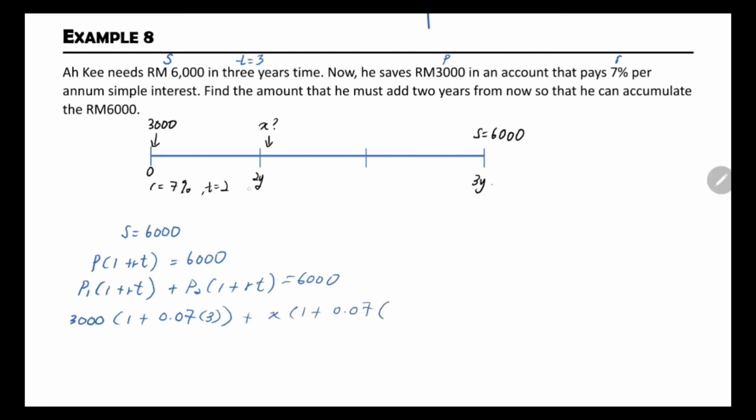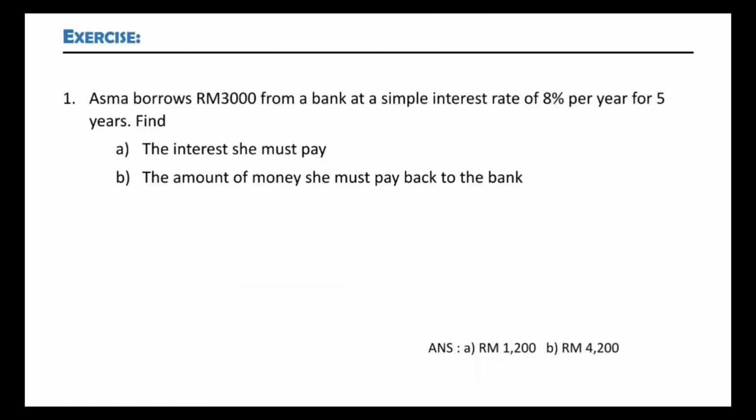T, the duration for the added amount, is between 2 years and 3 years, means T equal to 1, equal to 6,000. So simplify, solve for x. 3,630 plus 1.07x equal to 6,000. x equal to RM 2,240 ringgit 95 cent. So he must add another 2,240 ringgit with 95 cent so that he can accumulate the 6,000. And this is your exercise.